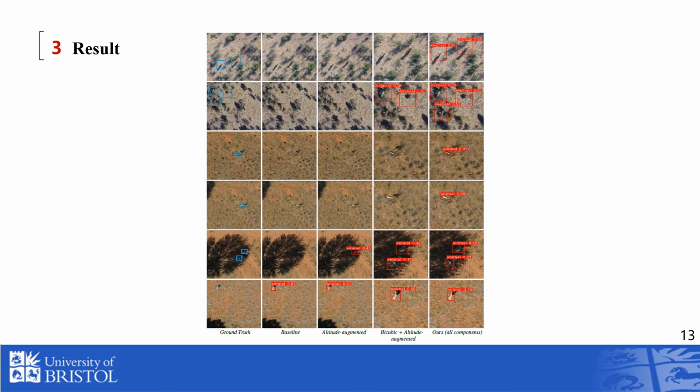Here we show the visualization comparison of different methods. The blue bounding box shows the ground truth, and the red bounding box is the result of different methods. Here we can see in the first line, the elephants are missed by every other method and could be found in our results. And also in the third, in the first, and in all of the examples, our method performs better than any other method.